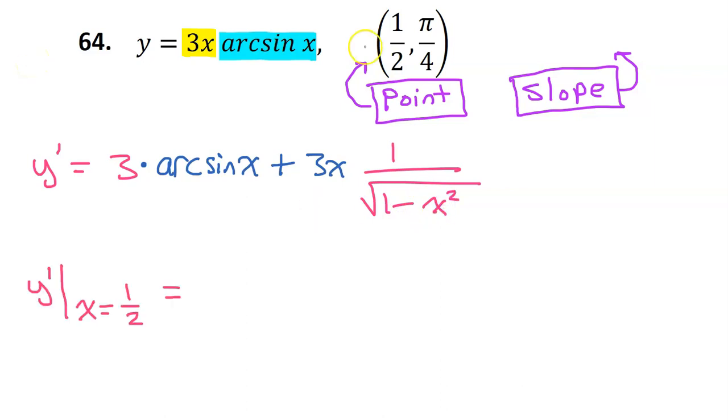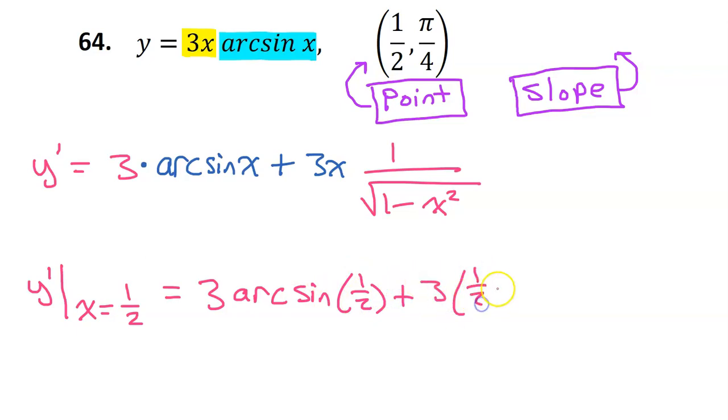Because the x value of the point of tangency is 1/2, I need to evaluate the derivative at an x value of 1/2. So I'm going to substitute 1/2 for every x value I see. So we will have arcsine of 1/2 plus 3 times 1/2 times 1 over the square root of 1 minus 1/2 squared.